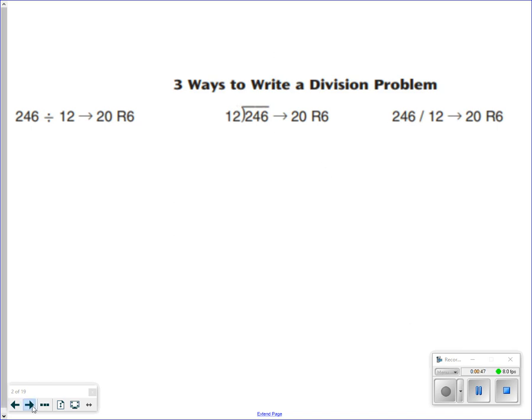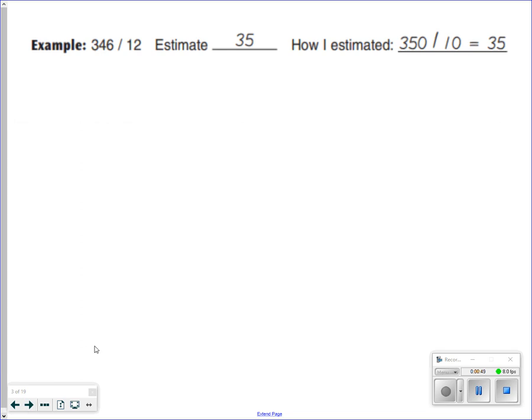Let's do some practice today. We're going to be doing some estimating today. When you estimate, you're going to be rounding. And when we're rounding and estimating with division, we have to try and make the problem easier. If you estimate and you don't make the problem much easier, you're not estimating enough.